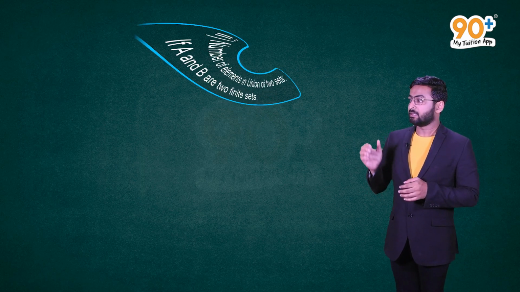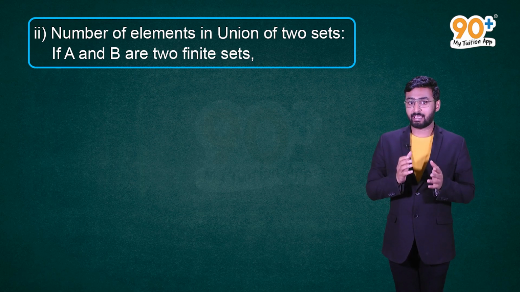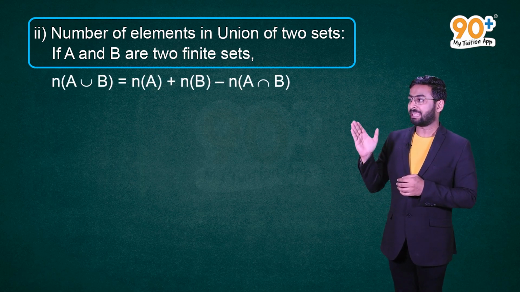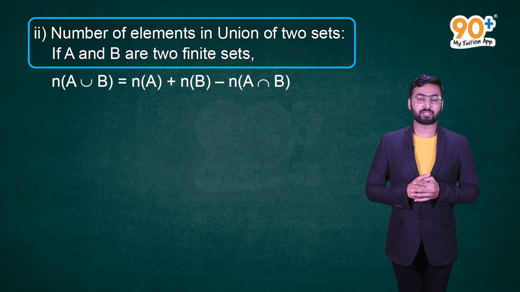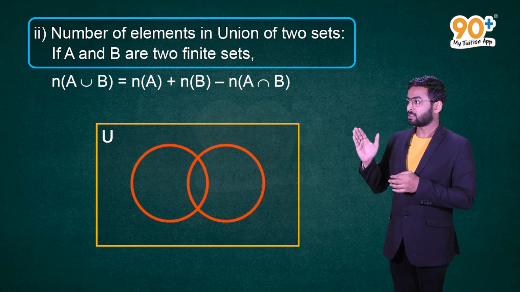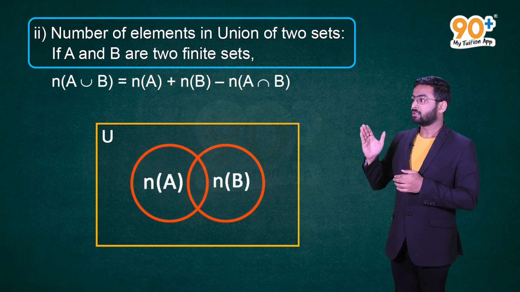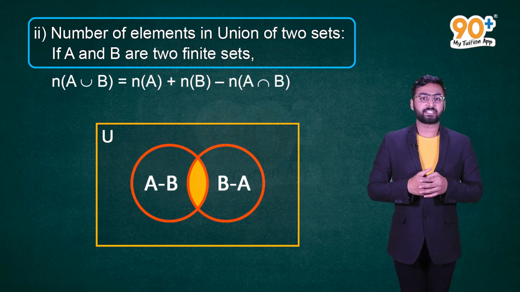Second one is number of elements in union of two sets. If A and B are two finite sets, then n of A union B is equal to n of A plus n of B minus n of A intersection B. To put it simply, the number of elements in the union of sets A and B is equal to the sum of the number of elements of the sets A and B minus that of their intersection.